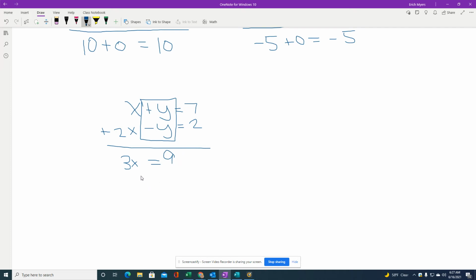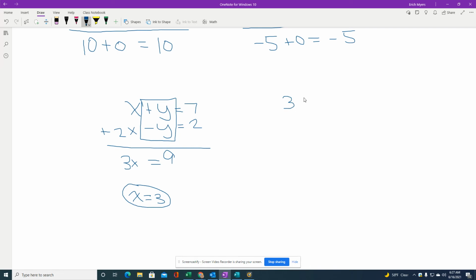At this point in time, I hope you can see what the answer is. 3 times what number equals 9? Well, x has to be 3, because 3 times 3 equals 9. Now, oftentimes, when you get an answer like this, you're finished, but not this situation, because remember we have x's and y's, and we need to have both numbers. And I only have this one.